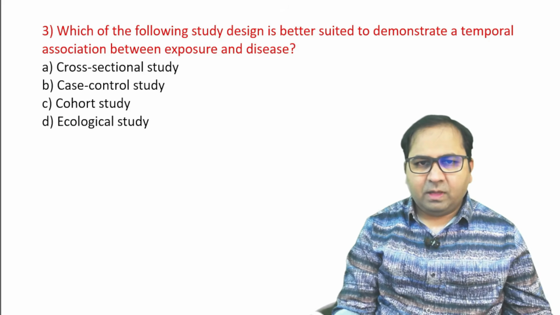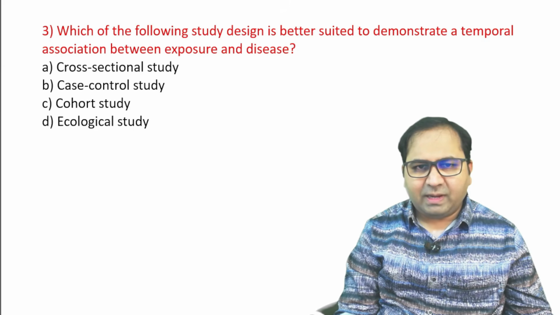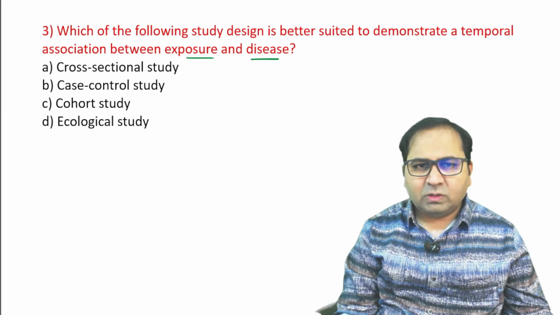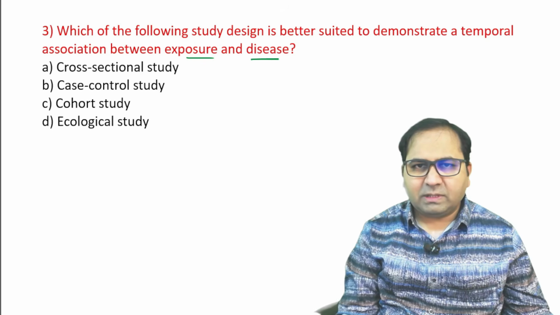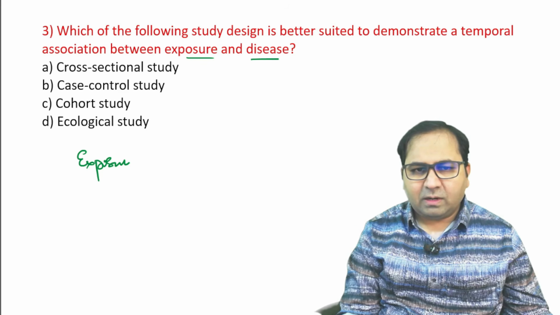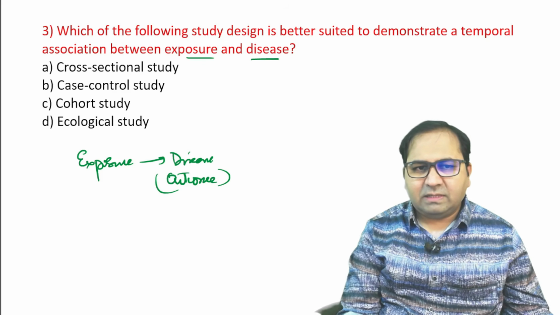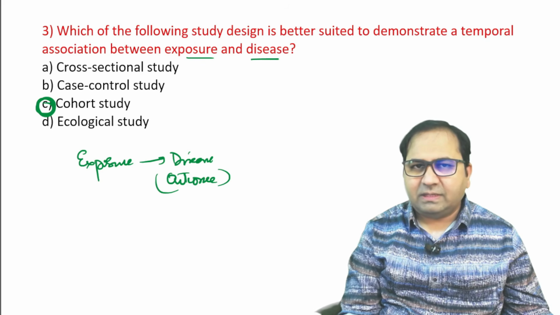Next question. Which of the following study designs is better suited to demonstrate a temporal association between exposure and a disease? Options are A, cross-sectional study, B, case control study, C, cohort study, or D, ecological study. So from exposure to disease is nothing but the outcome. So what is the answer for this question? The answer is C, cohort study.